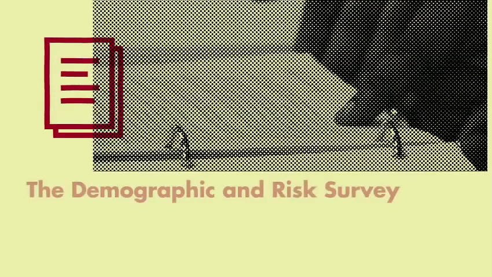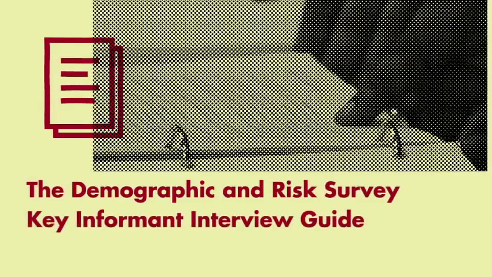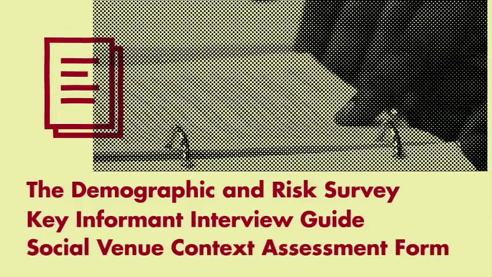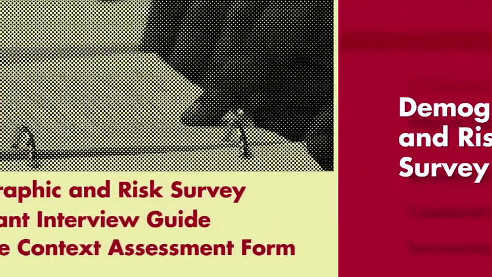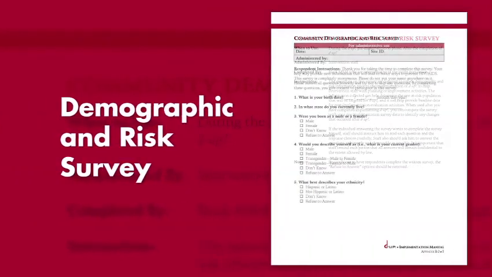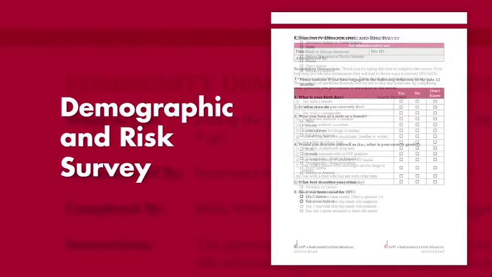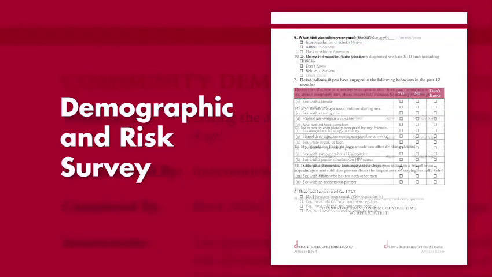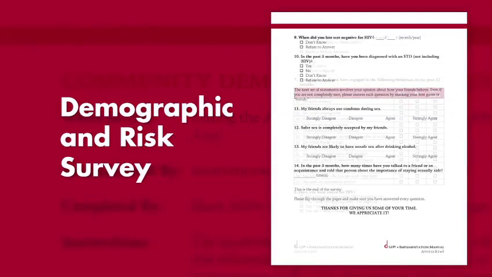Some of the specific documents you'll be using are the Demographic and Risk Survey, a key informant interview guide, and the Social Venue Context Assessment Form. Not everyone implementing D-UP will use these forms, but check them out before you start from scratch. If nothing else, they should be a good starting point in thinking about what you'll need to collect. The Demographic and Risk Survey is designed to help you collect information prior to implementing D-UP. You can use the information gathered to choose the at-risk population that you will target for D-UP and to design evaluation activities to continuously improve your program.